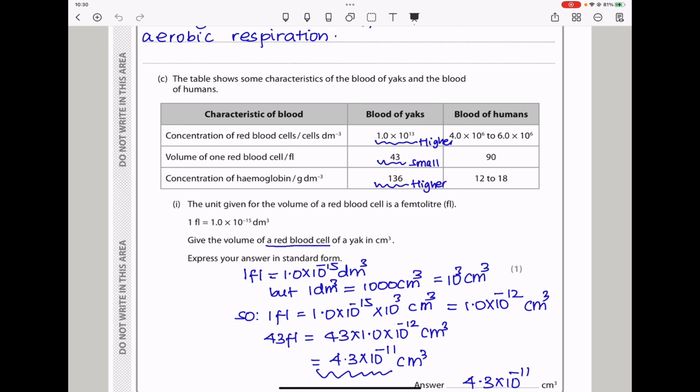So in conclusion, we can see they have a higher concentration of red blood cells. Their red blood cells contain less volume, and then they have a higher concentration of hemoglobin.